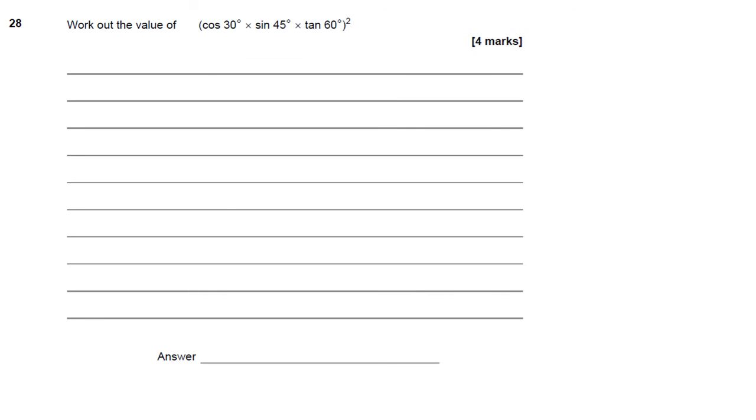Question 28, we need to work out the value of cos 30 times sine 45 times tan 60, all squared. Now, if you've remembered the values of these, that's great. You can just put them down and jump straight into the question. I'm going to show you a little trick just for remembering them, just in case you've forgotten, and that is to draw these quick triangles.